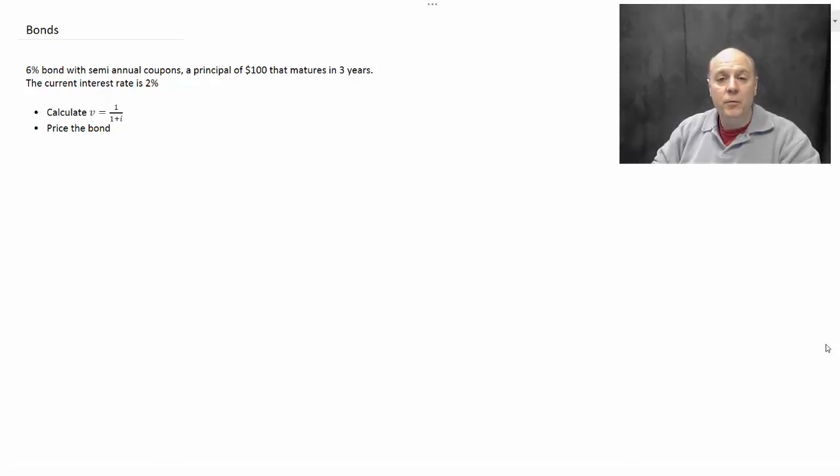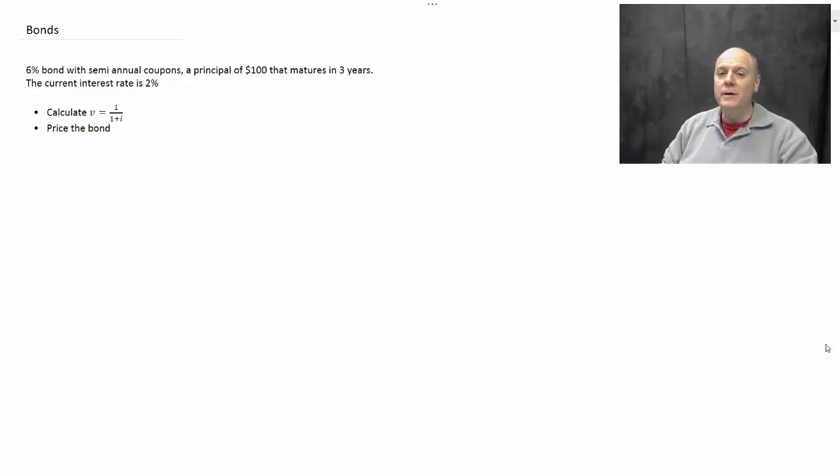So let's price a 6% bond with semi-annual coupons and a principal of $100 that matures in 3 years. Well, first let's figure out what all that means. A 6% bond means that they pay me every year 6% of the principal, so of the $100. So I get $6 a year for the coupons.